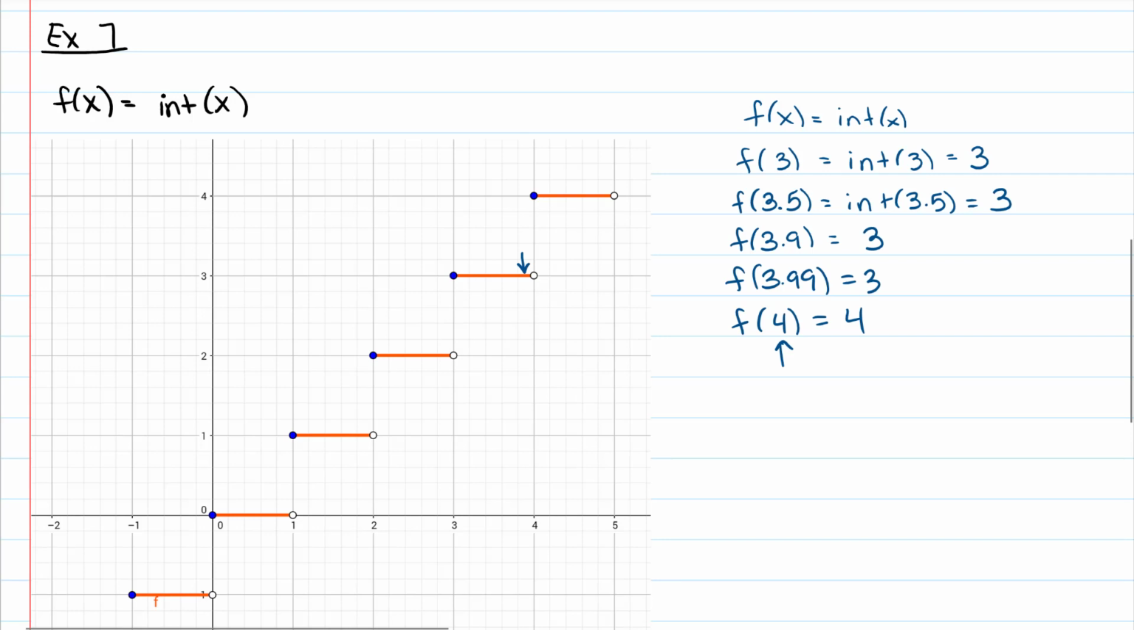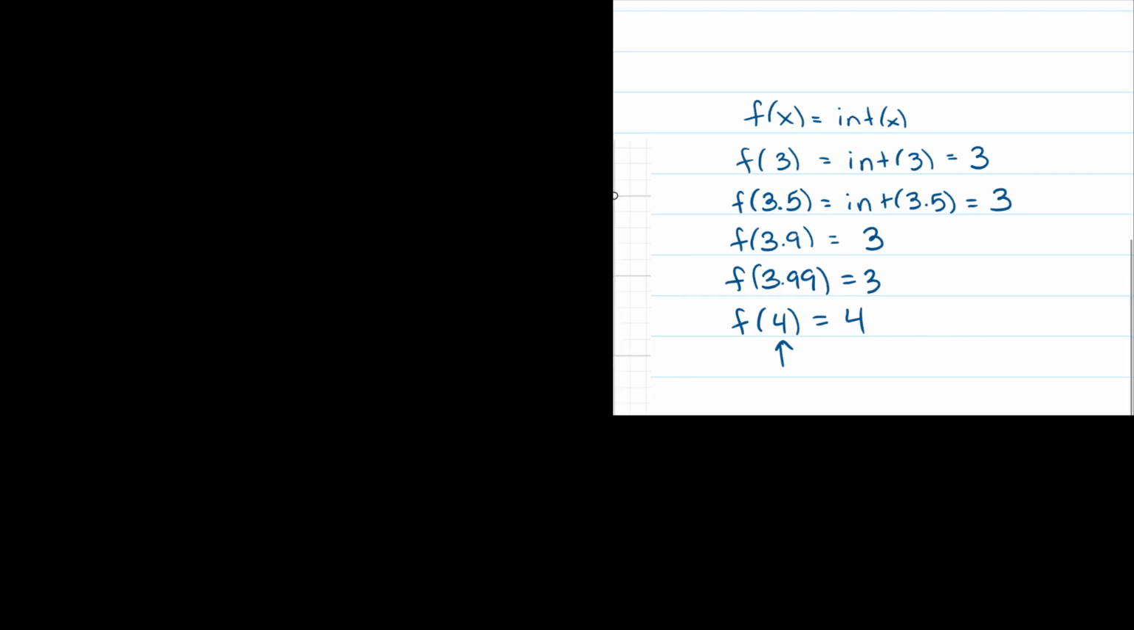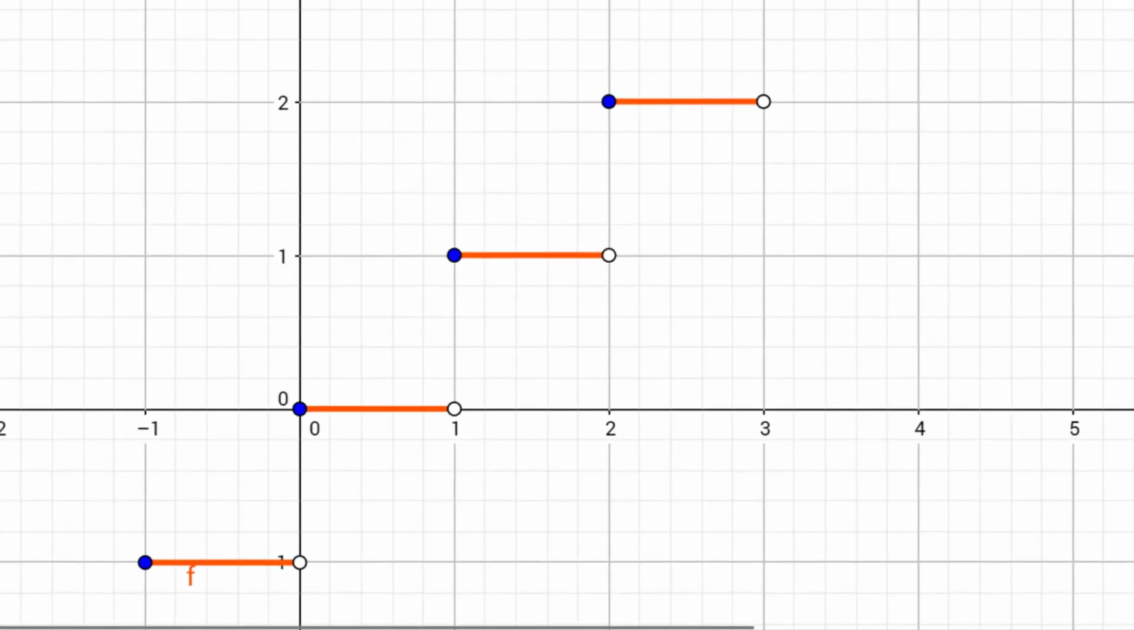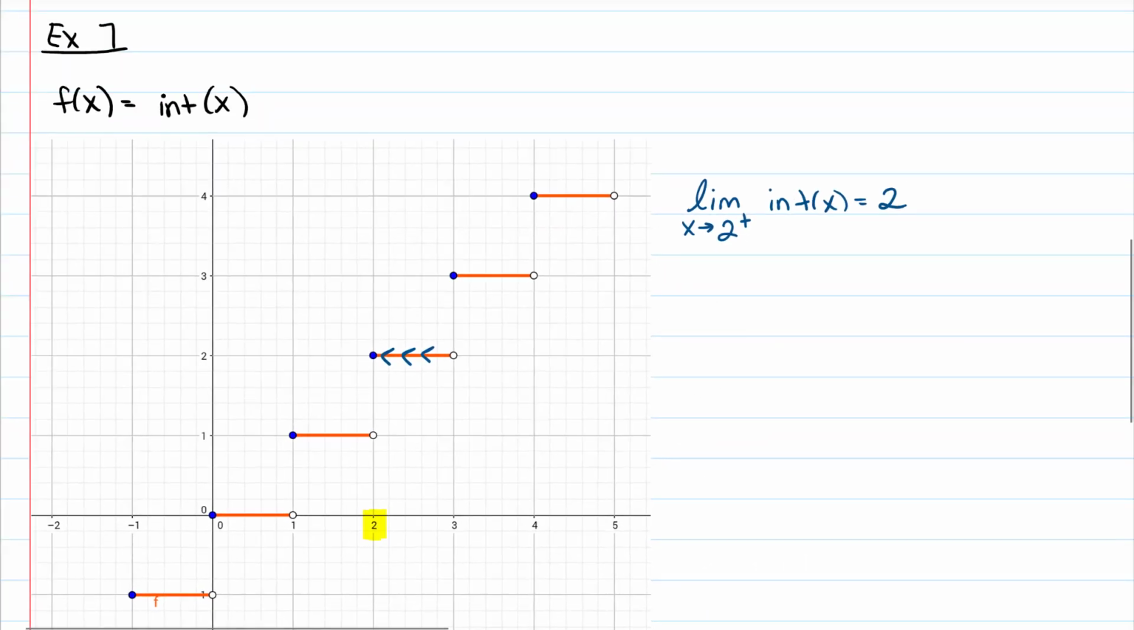So now we're going to look at some left-hand and right-hand limits using this. Let's look at the limit as x approaches 2 from the right of our integer function. As we approach 2 from the right, here's 2, and we're going to approach it from the right, so we're going to be heading this way to it. So then that y value is 2, because we're approaching this closed dot.